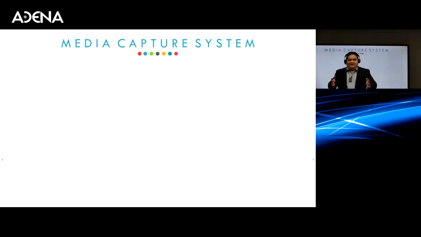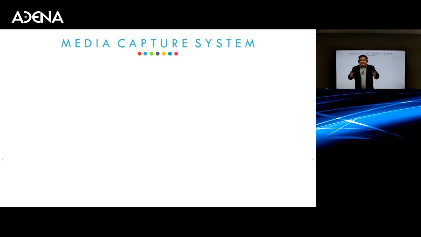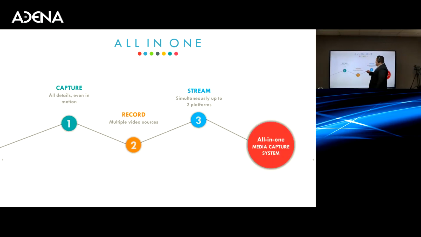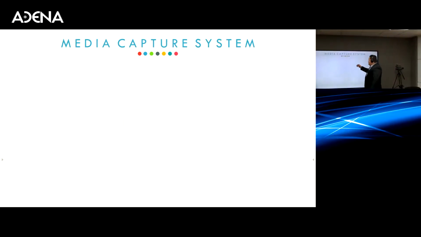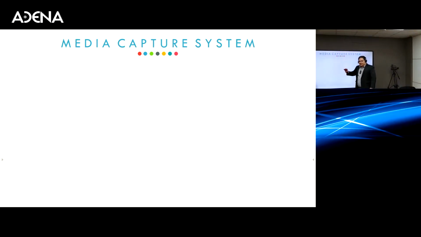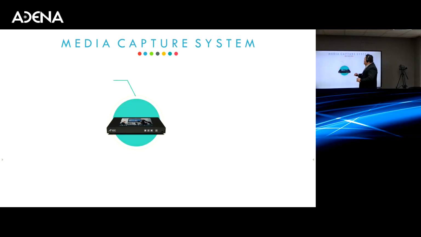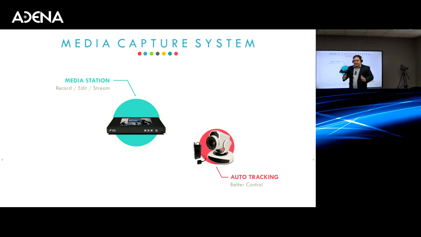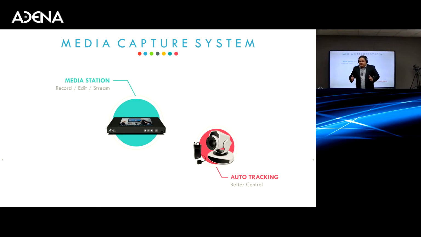As I mentioned earlier, it's composed of different cameras, and in the center is what we call the media station. This one right here is the media station. It's the device that allows us to record, to edit, and to stream. To it, we are connecting different types of cameras. The camera we are using right now is an auto tracking camera.